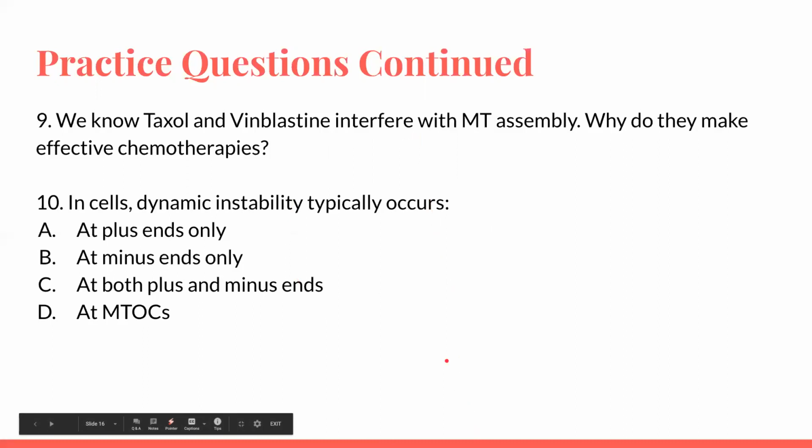So, mitosis requires spindle assembly and disassembly. So if Taxol is stabilizing microtubules, you have more assembly. Vinblastine is destabilizing the microtubules, so you have more disassembly. And if this isn't perfectly regulated like it is in normal cell division, then the cell will have problems and it won't divide. So in cancer, you have problems with the cell cycle. So if the cell cycle is messed up, then it won't divide and you won't have these cancerous cells.